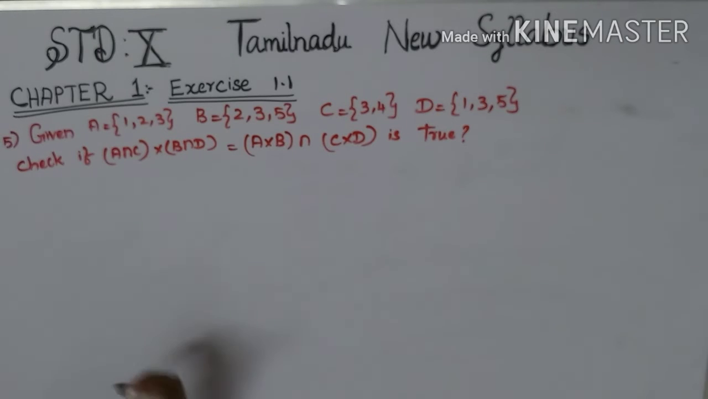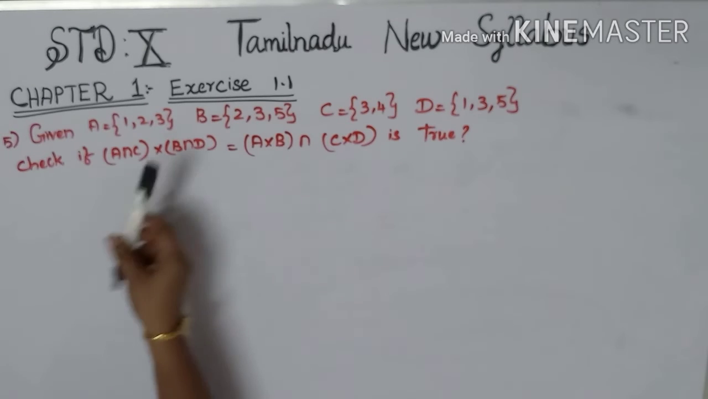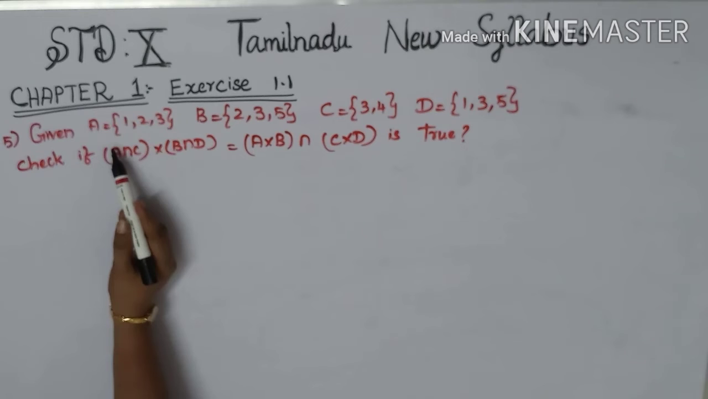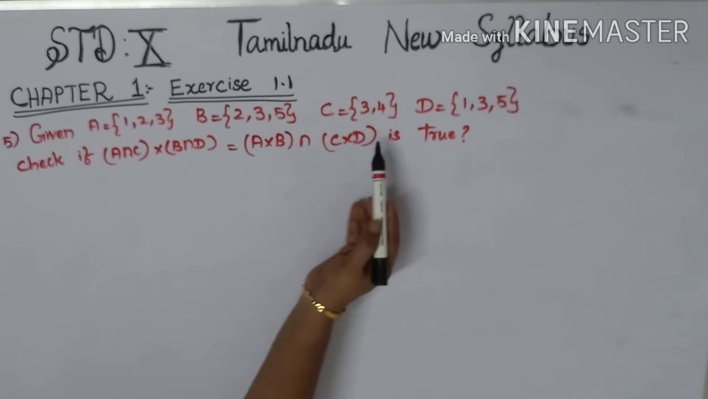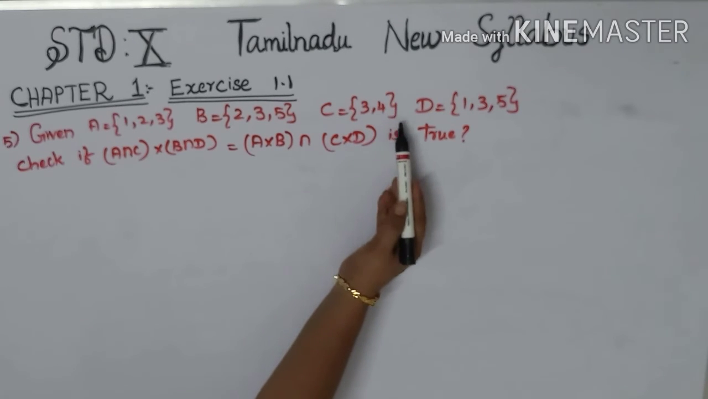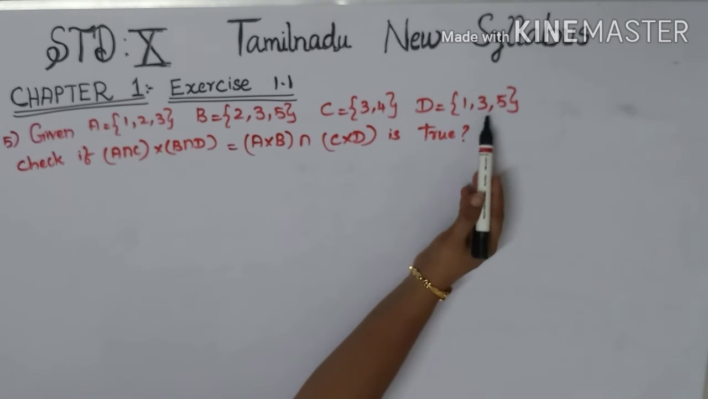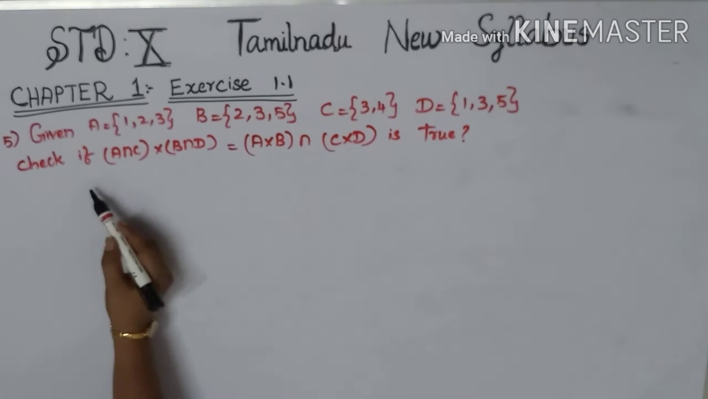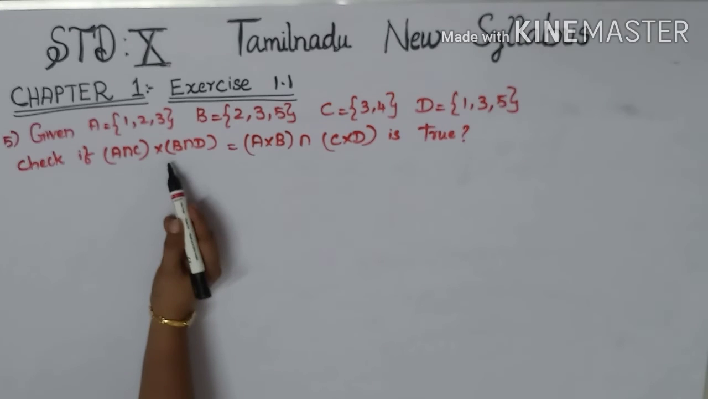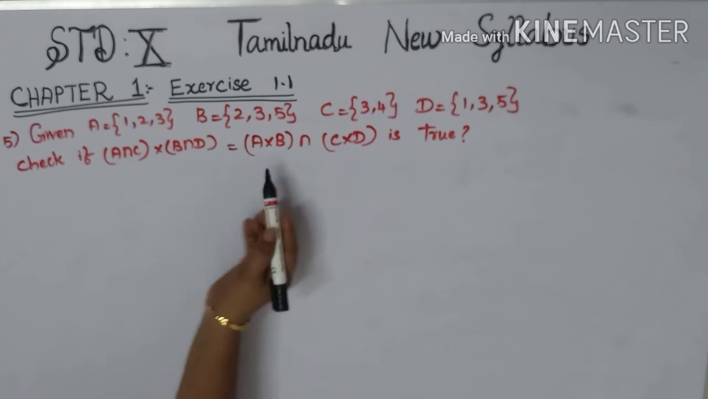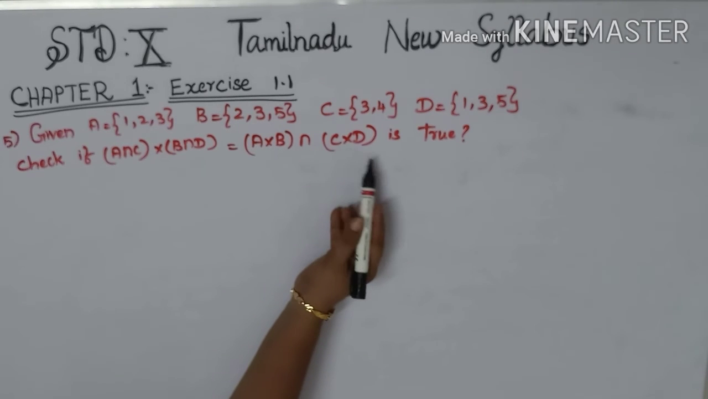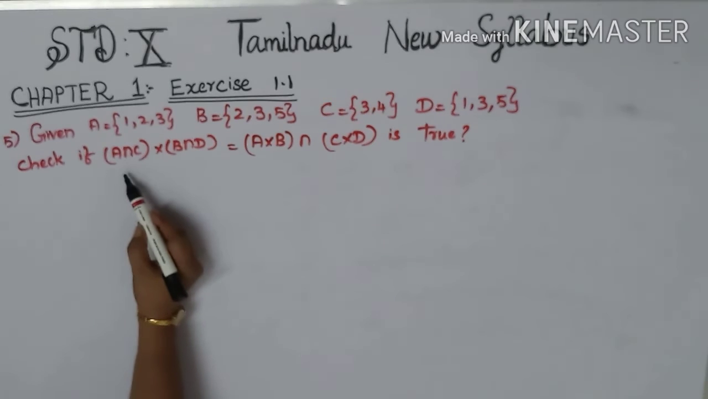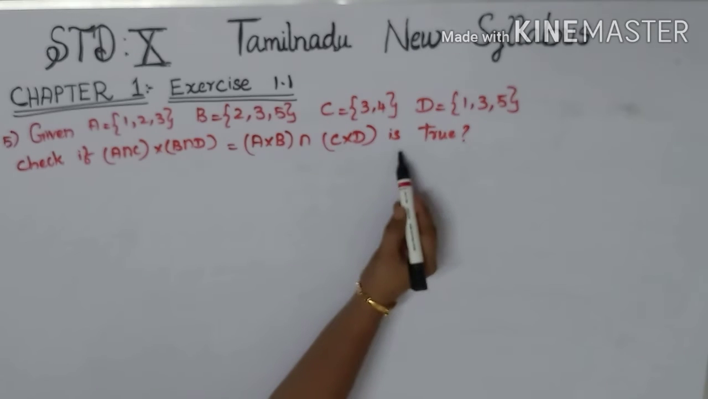Standard 10th, Chapter 1, Exercise 1.1, 5th question. Given A = {1, 2, 3}, B = {2, 3, 5}, C = {3, 4}, D = {1, 3, 5}. Check if (A ∩ C) × (B ∩ D) is equal to (A × B) ∩ (C × D). Now check your question first, children. You will have to prove whether it is true or wrong.